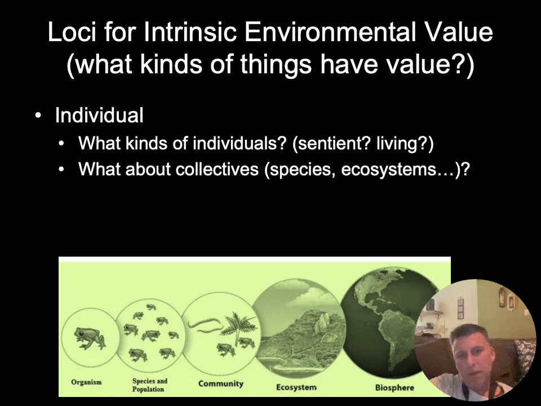Another way to think about environmental value is in terms of the loci, like what kinds of things have value. So now we're not talking about the characteristics things have, but just what kinds of things. So individuals: that's the way human ethics works, the idea that individual humans have this intrinsic value. If that's the case, does that mean that collectives like species don't have value, or don't have value that's as valuable as the value of individuals?